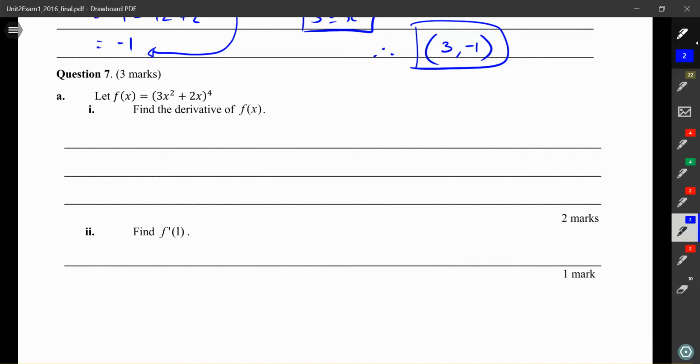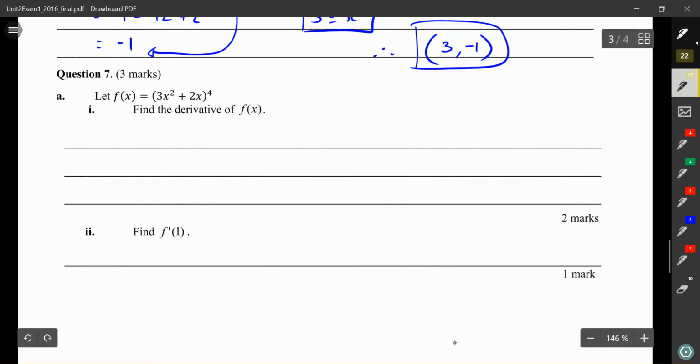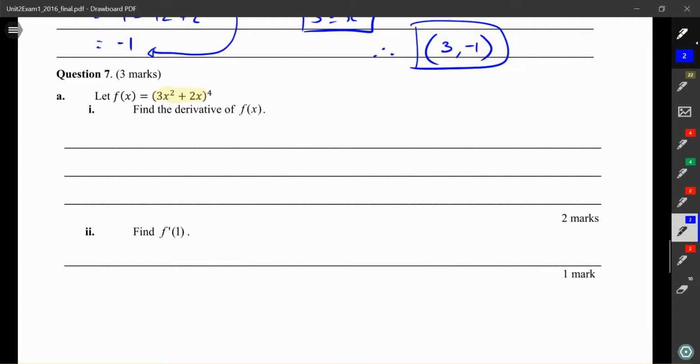Let f of x equal this. Find the derivative. Now, this is a chain rule problem. How do you know? Because you've got a quadratic within a quartic. And usually, you'd have to expand the whole thing to find out the answer. But they've made it difficult by putting 3x squared plus 2x. So what your job is meant to do is let u equal 3x squared plus 2x.